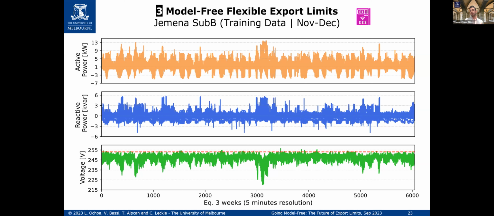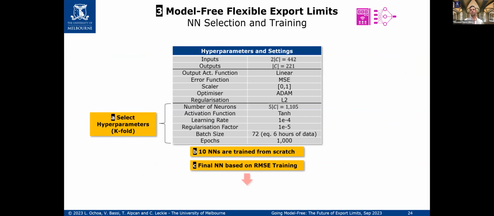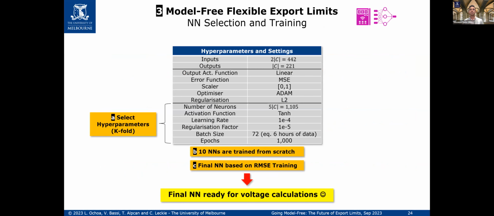So we use all these 3 weeks of smart meter data at 5-minute resolution to produce our neural network. In terms of the hyperparameters and the structure of this neural network, there are many hyperparameters that are fixed, as Nando was saying. For instance, the number of inputs is going to be twice the per phase number of customers, which is essentially customers' active and reactive powers. The number of outputs is going to be customer voltages, again, per phase, that we call C.